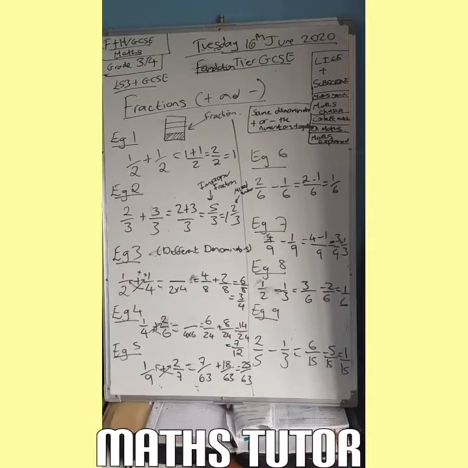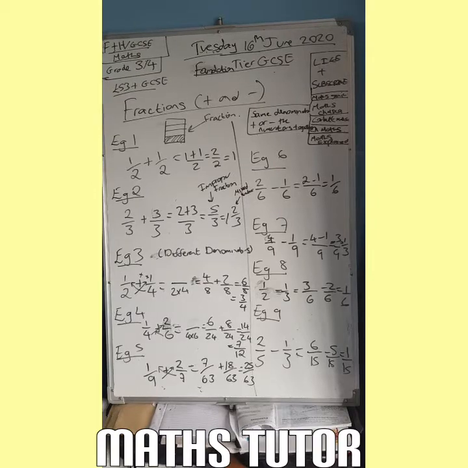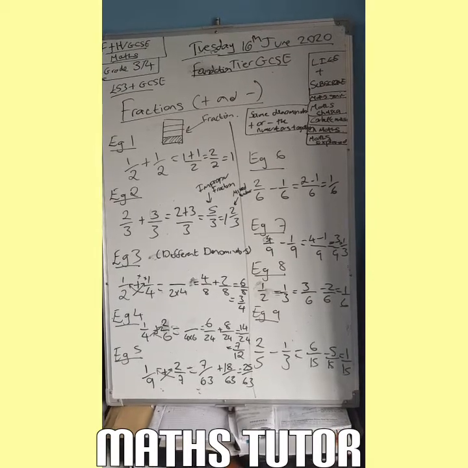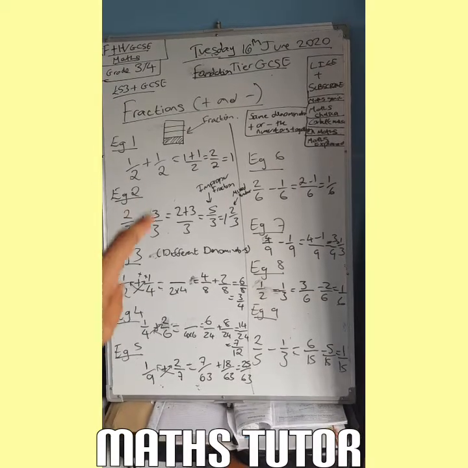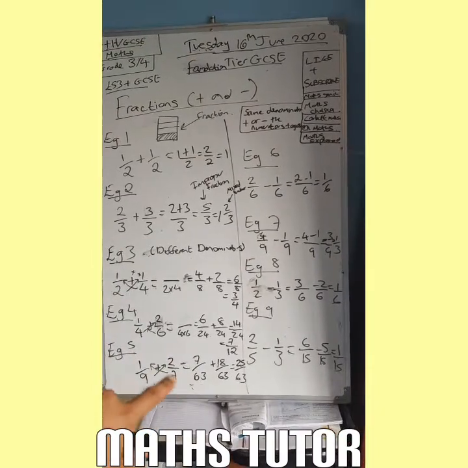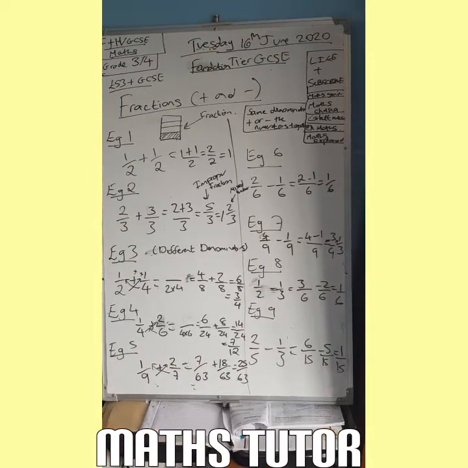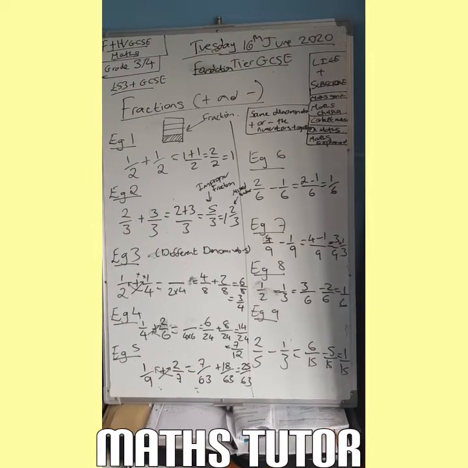Example 5, 1/9 plus 2/7. Again, it's different denominators, so I have to find a common denominator. 9 times 7 is going to be 63. 7 times 1 gives me 7, and 9 times 2 is 18. So 7 plus 18 gives me 25 over 63.